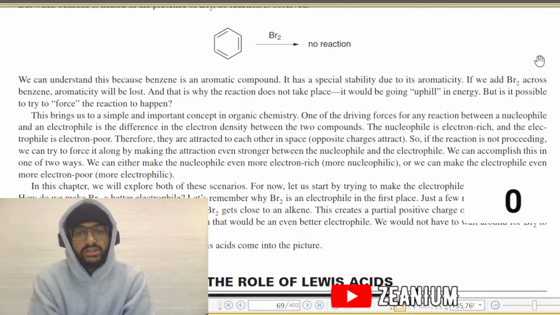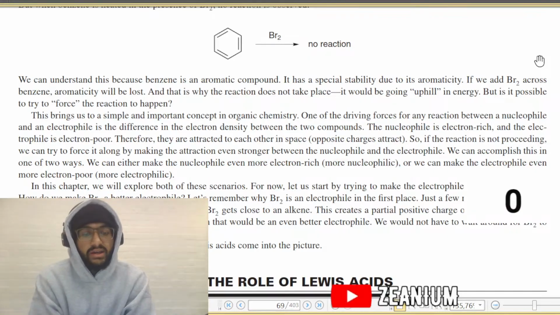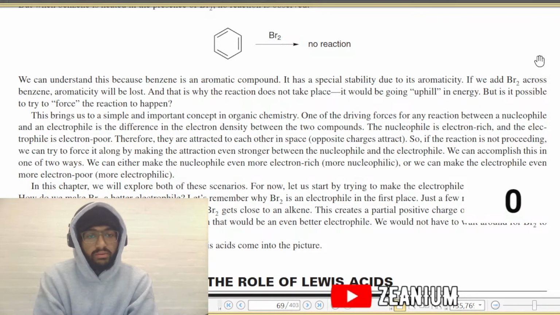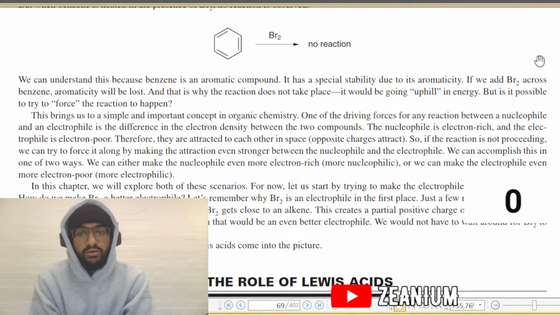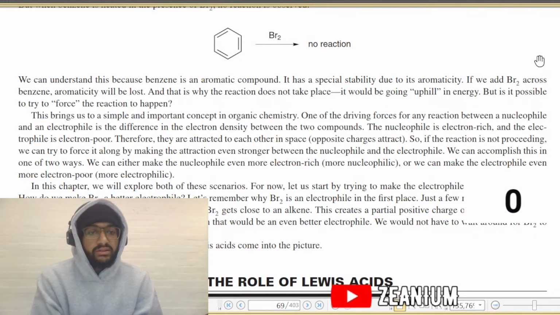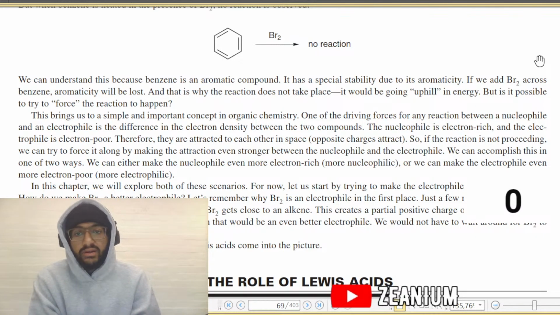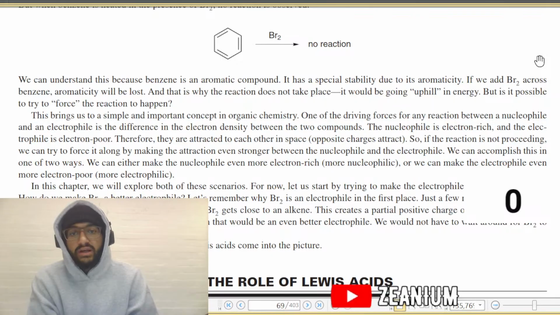This brings us to a simple and important concept in organic chemistry. One of the driving forces for any reaction between a nucleophile and an electrophile is the difference in electron density between those two compounds. The nucleophile is electron rich and the electrophile is electron poor. Therefore, they are attracted to each other in space. So opposite charges attract. So if the reaction is not proceeding, we can try to force it along by making the attraction even stronger between the nucleophile and the electrophile.